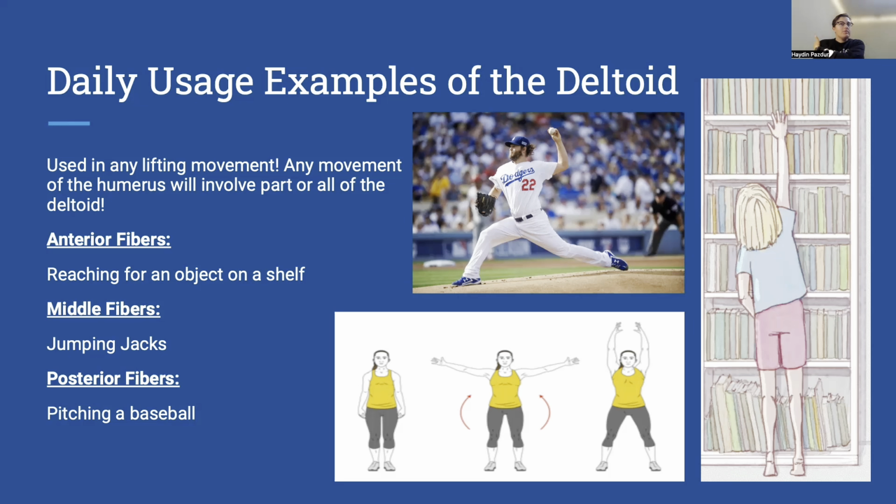Now, as for the posterior fibers, maybe not everyone's done this. I know I have, and a lot of people do. They are used in pitching a baseball. So using that arm and throwing a ball, baseball, softball, whatever you want to say, just throwing, that's going to use those posterior fibers of the deltoid.